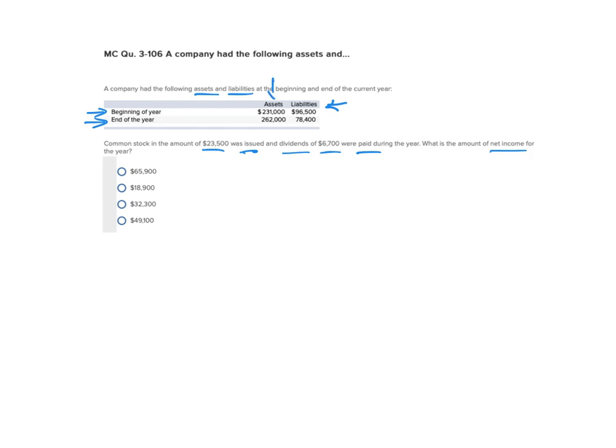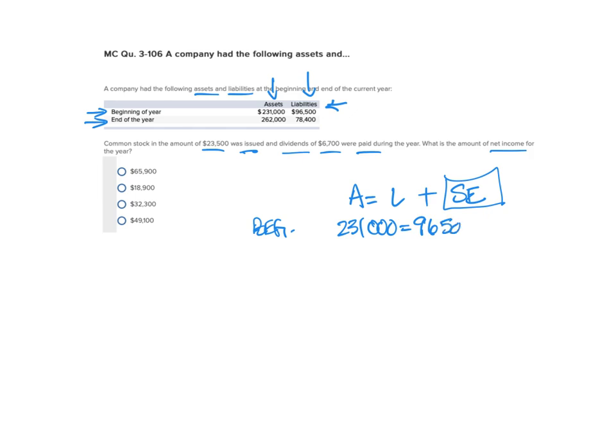We've got assets here and we've got liabilities here. And we know that assets equal liabilities plus stockholders' equity. So let's start out and solve for an unknown, which is stockholders' equity, and see if we can go from there. So the first thing that we'll do is solve for beginning of the year. Beginning of the year had 231 in assets equal to 96.5 for liabilities plus X.